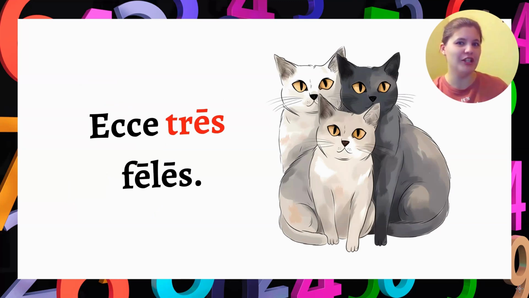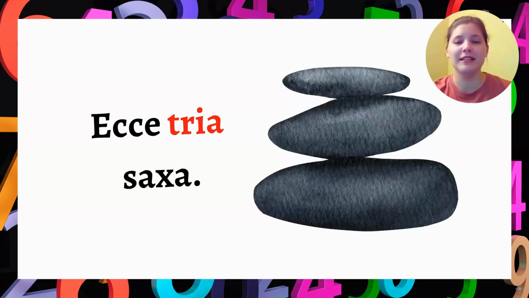Got some cats for a change. So we would have tres for both feminine and masculine nouns in the nominative plural. So feles happens to be a feminine noun. So we would say una feles, duai feles, tres feles. But we would also say tres canes, for instance. Now, what if we want to talk about rocks in Latin? So saxum is neuter, so we need to say ecce tria saxa.